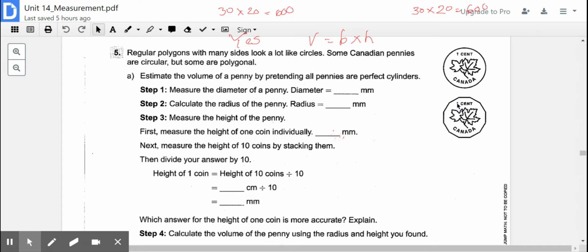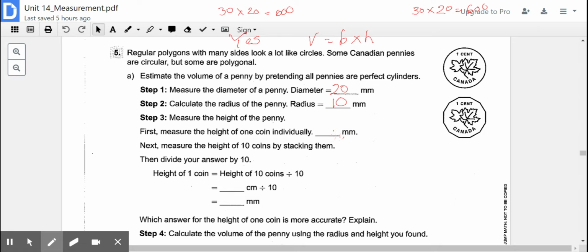Step 1, measure the diameter of the penny. You're going to use a ruler if you've got one, and measure the diameter of this penny. I've got a ruler here, so I'm going to use my workbook, and I get the diameter as exactly 2 centimeters, which is 20 millimeters. Step 2, calculate the radius of the penny. Well, the radius is half the diameter. So the radius is going to be half of 20. That's 10 millimeters.